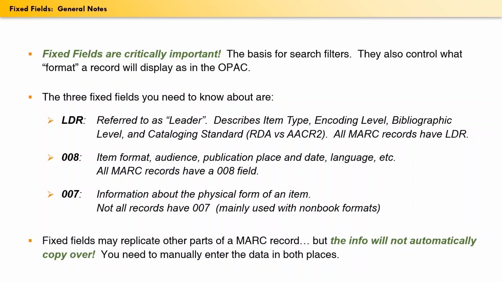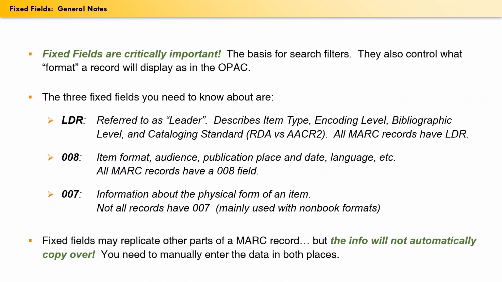The third kind of fixed field that you need to know about is the 007 field. Not all records will have this. It is used mainly with non-book formats, and it gives specialized, detailed information about physical form and physical characteristics. In a moment, we will take a closer look at the leader, 008, and 007.